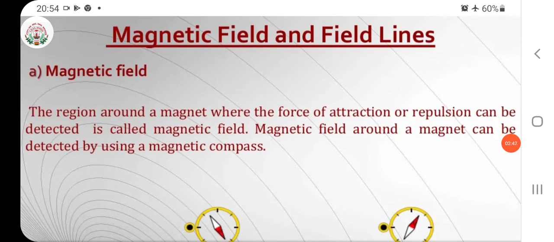Now let us see what are magnetic fields and field lines. Magnetic field means the region around a magnet where the force of attraction or repulsion can be detected. We have seen in the properties of a magnet that there is a repulsion between the same poles and attraction between the opposite poles. The magnetic field around a magnet can be detected by using a magnetic compass.